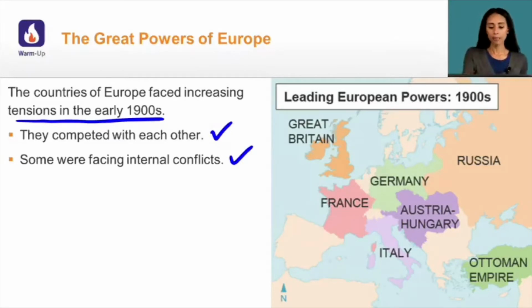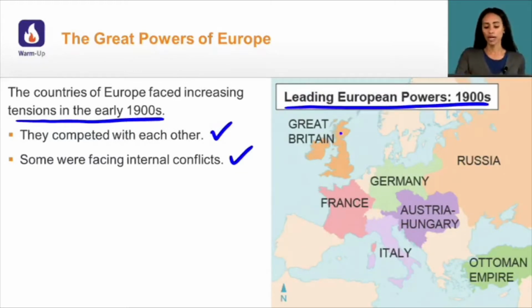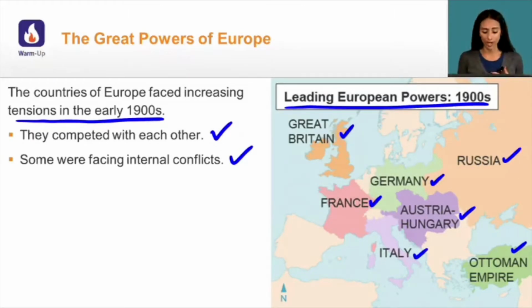Now, we can see the map here showing us that in the 1900s, the leading powers of Europe included Great Britain, France, Germany, Russia, Austria-Hungary, Italy, and the Ottoman Empire. Now, these countries are competing with each other for influence and prestige, economic superiority, colonial territories, and military might. And all of these competitive conflicts are going to eventually lead to a war that includes all of these countries and some others.